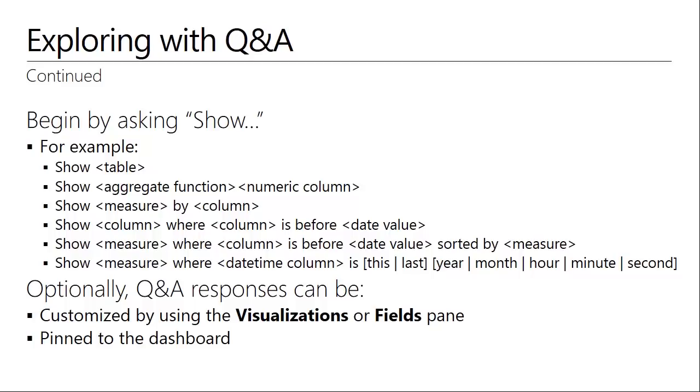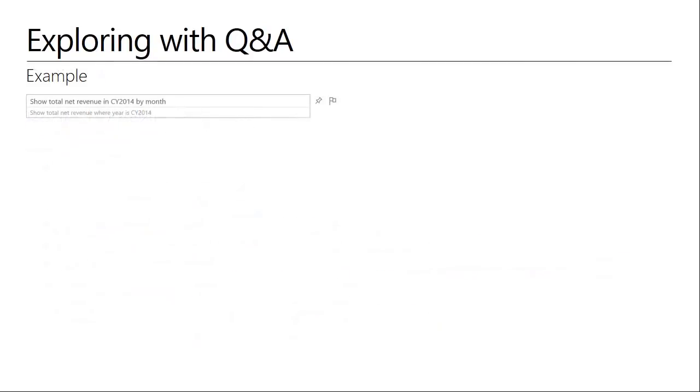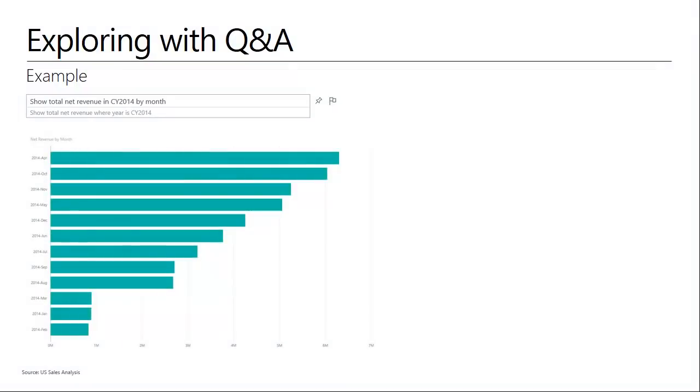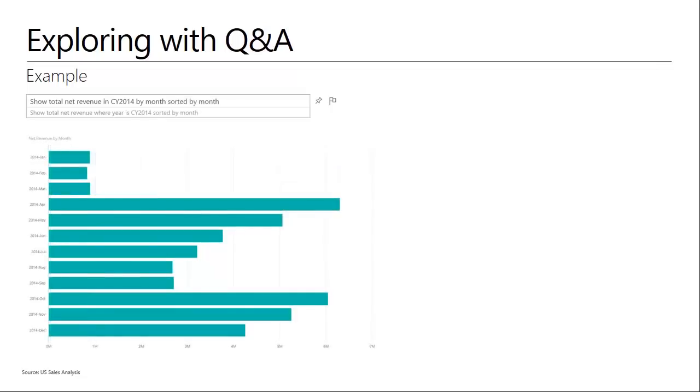Optionally, your Q&A responses can be customized, and then the responses can also be optionally pinned back to the dashboard. Let's see by example. If I type in show total net revenue in calendar year 2014 by month, the response may look something like this. Now, a close inspection of the months would show they're not in fact sorted chronologically, they are sorted in descending order of total net revenue. By modifying the question to say sorted by month, we now see chronologically sequenced months.